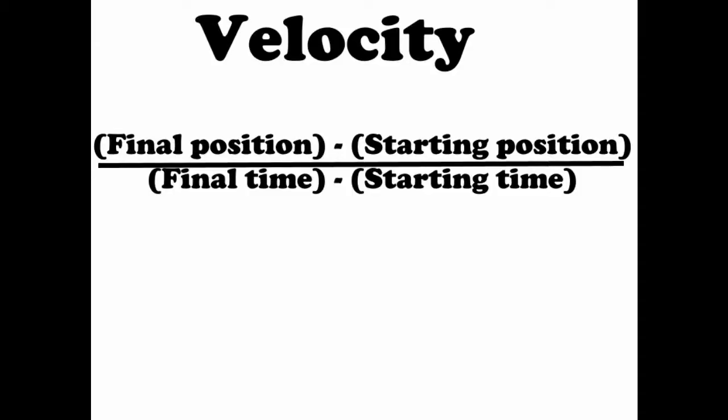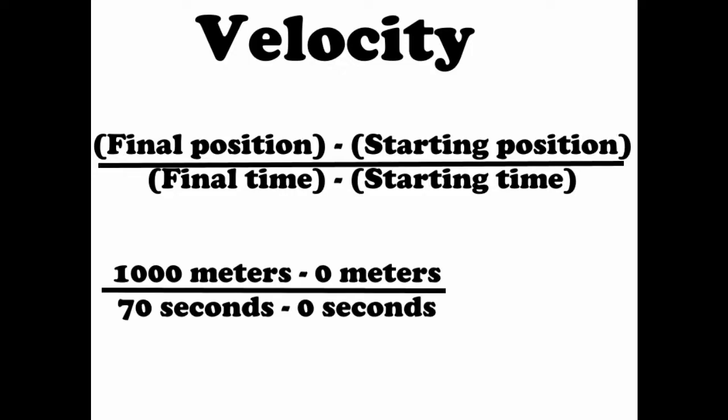The actual equation is final position minus starting position divided by time. Don't be intimidated by the equation, however. Normally they will simply look like this, which is basically 1,000 meters over 70 seconds.